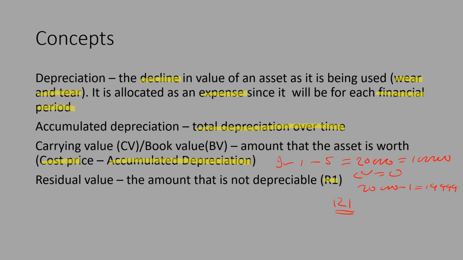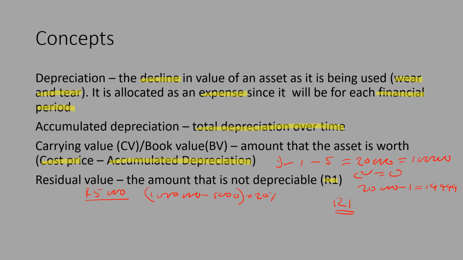But as you go, you find that most of the times they will tell you that you bought a vehicle for 100,000. Its residual value is 5,000. So that means this amount is not depreciable. So when you're calculating depreciation, you're going to say 100,000 minus 5,000 times the rate of percentage, which is 20%.